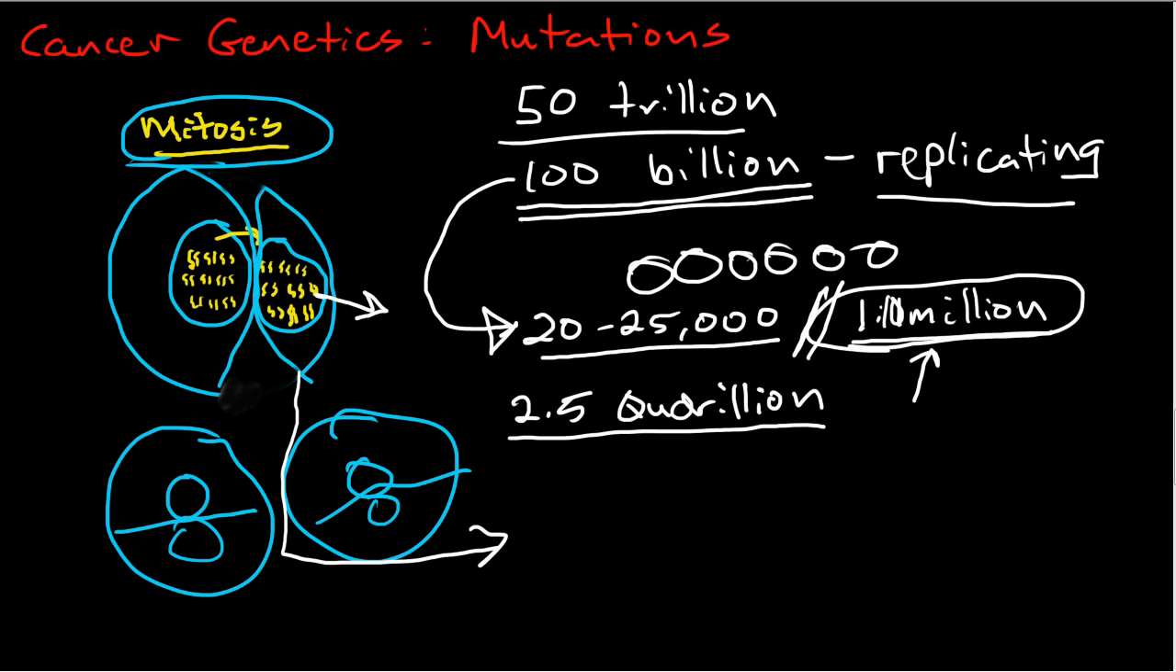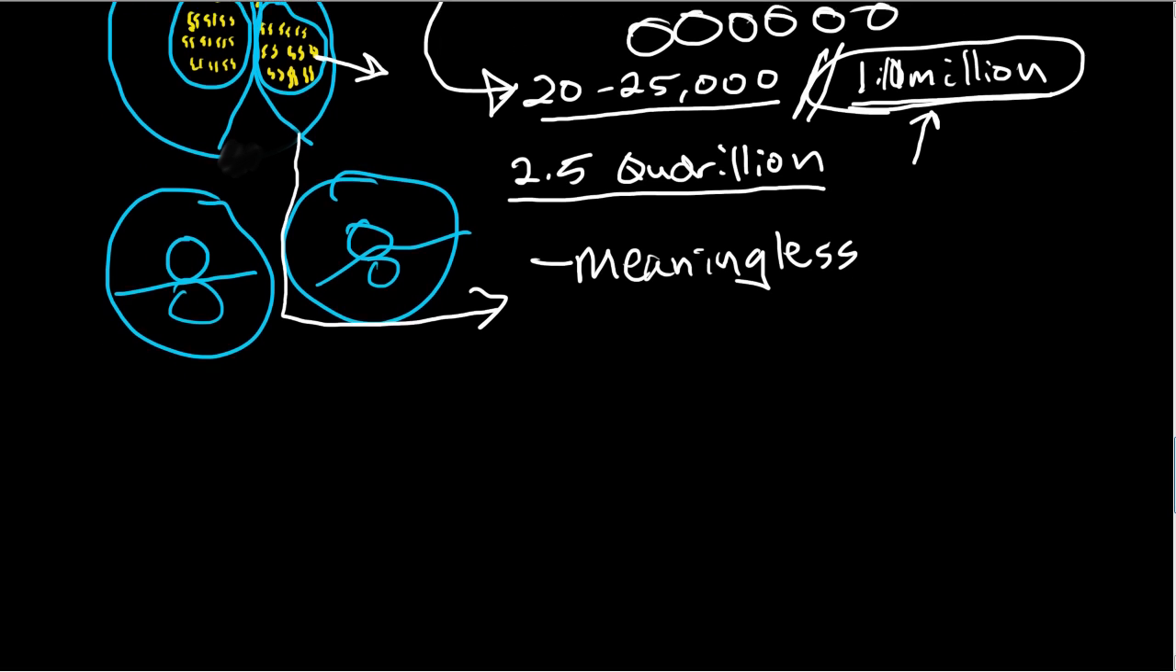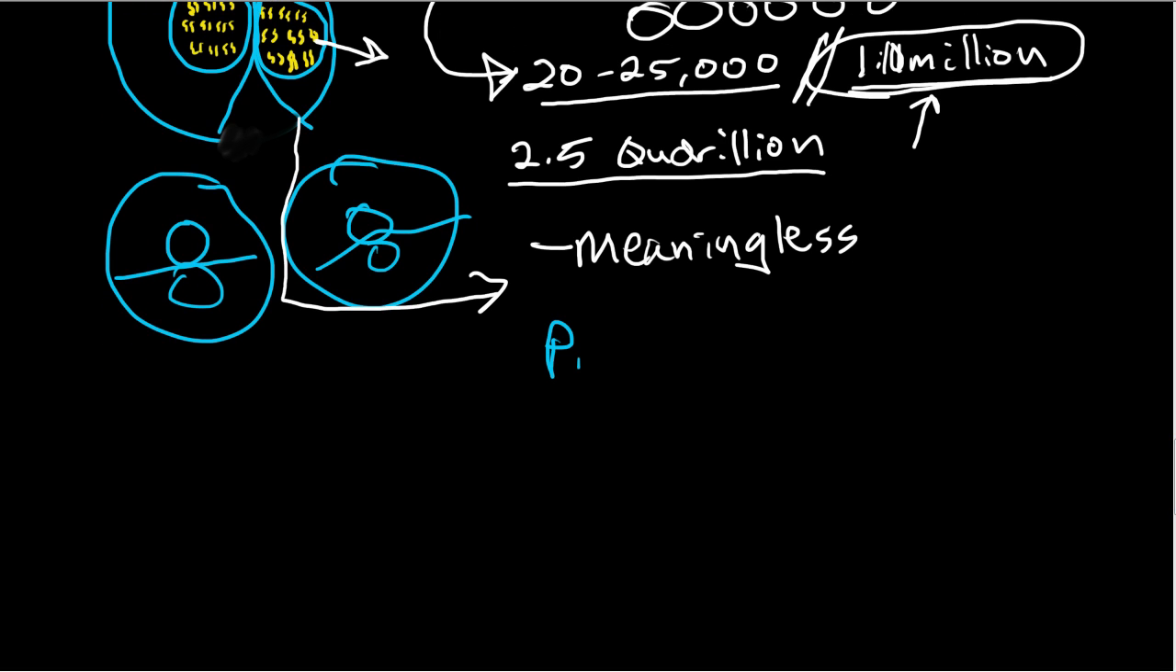Well, fortunately, most of the mutations are meaningless, right? So we could have mutations of some nucleotides, and that doesn't necessarily affect the proteins that are produced. So it doesn't have any meaningful effect on the process. Also, our cells have a whole bunch of protective mechanisms. And these are really important to understand cancer. So what are these protective mechanisms that protect our DNA?